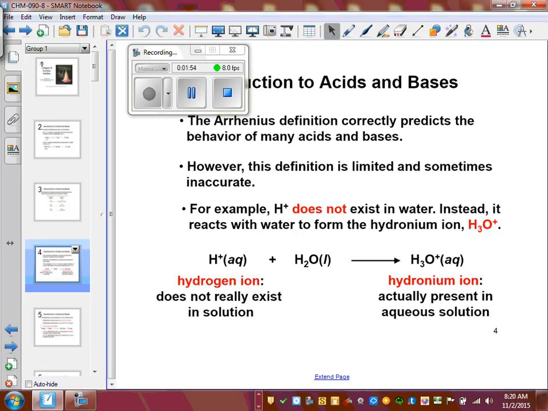Now his definition is good, like I said, for quite a few things, but sometimes inaccurate. H+ doesn't exist in water. What actually exists is called the hydronium ion, H3O+. So H+ plus H2O gives us what's called the hydronium ion, H3O+. That's what's actually present in water, H3O+.